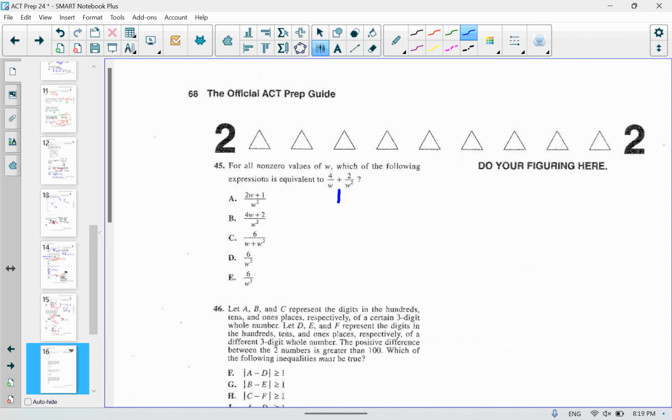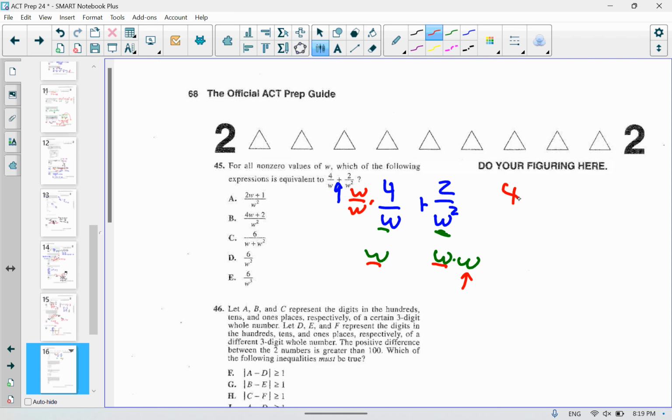Okay, I'm adding, so I want to find like denominators. So I have 4 over w plus 2 over w squared. If I were to break down, this is really w times w, and this is just w. So they both have a w in common. What's the first fraction missing? It's missing a second w. So in order for common denominators, I'd multiply that by w over w.